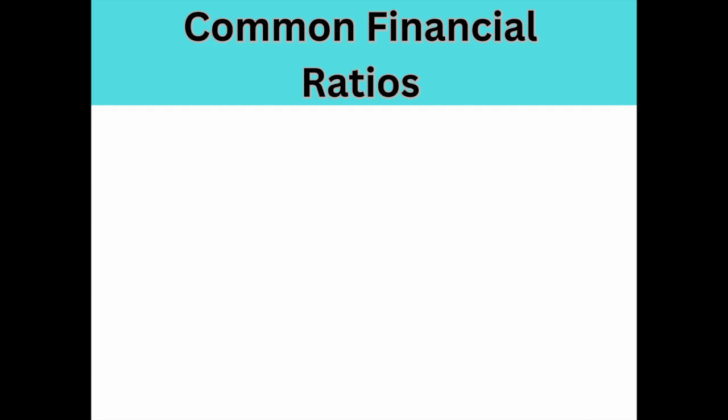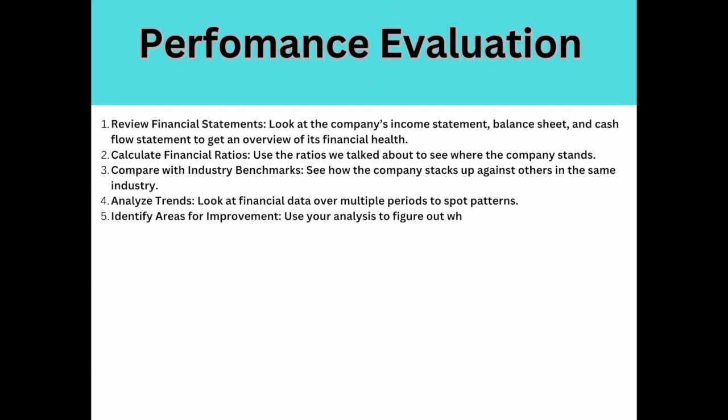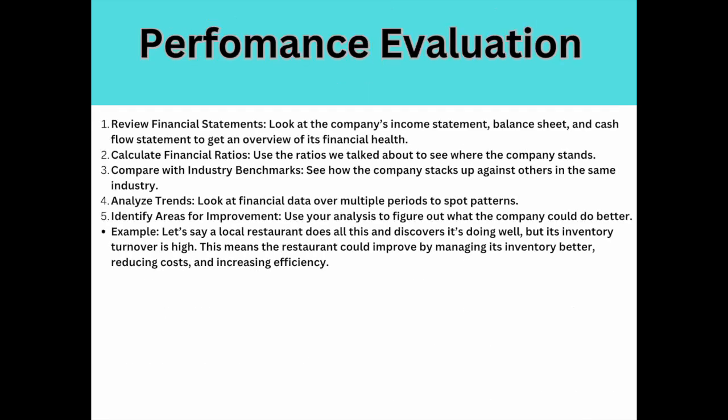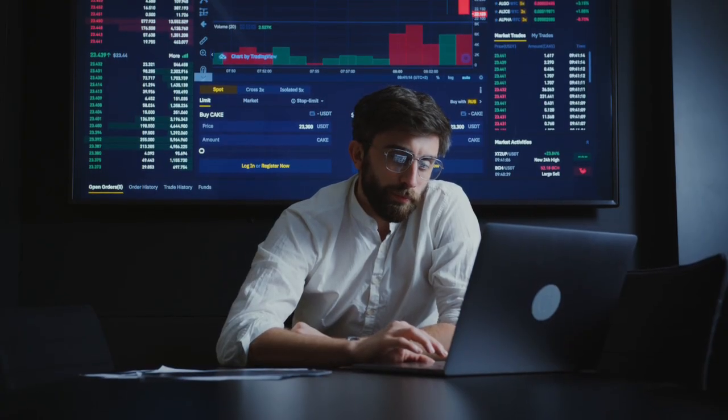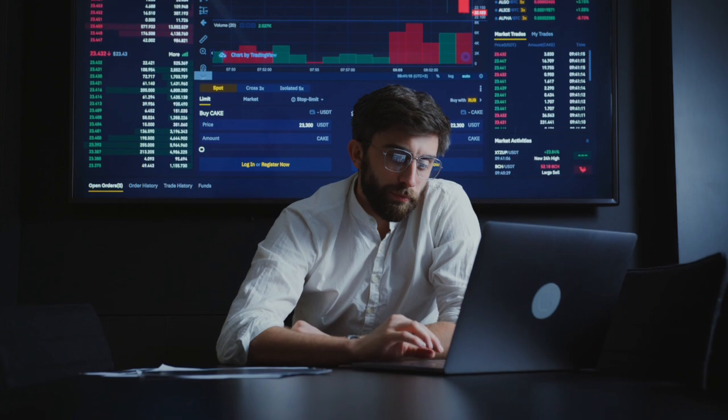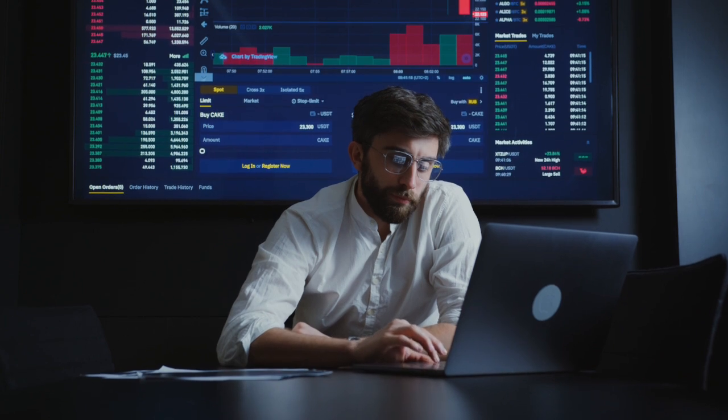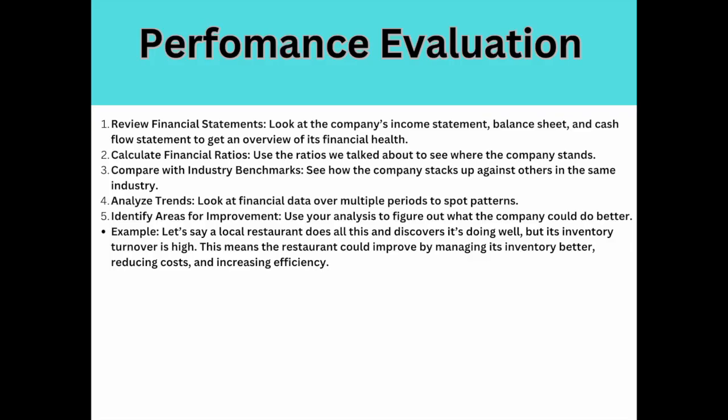So then you have performance evaluation. So the steps in doing performance evaluation. The first step is reviewing financial statements. Look at the company's income statement, balance sheet, and cash flow statement, like we learned in our last lesson. Then you want to calculate financial ratios. Then you want to compare with industry benchmarks. See how this company stacks up against the others in the same industry.